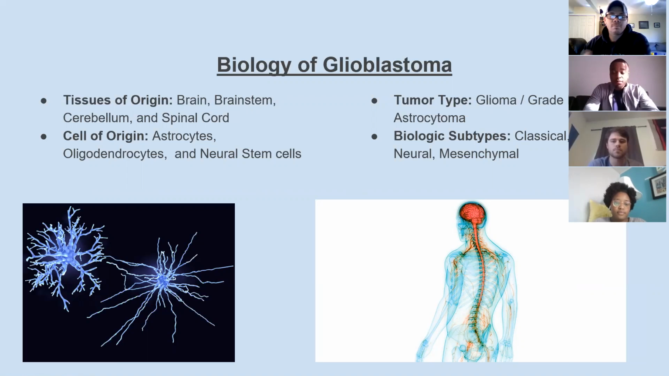So the tumor type is called a glioma, and it's a grade 4 glioma, which is just a malignant, fast-growing tumor. It's also called an astrocytoma because it affects the astrocytes, and it has 4 biologic subtypes. This is based on different ways that proteins and other things are transcribed. So you have classical, proneural, neural, and mesenchymal.